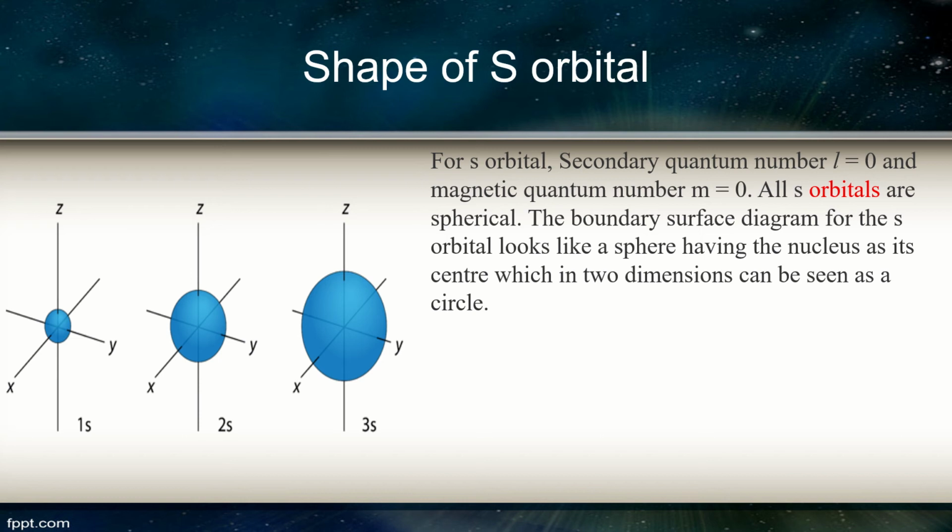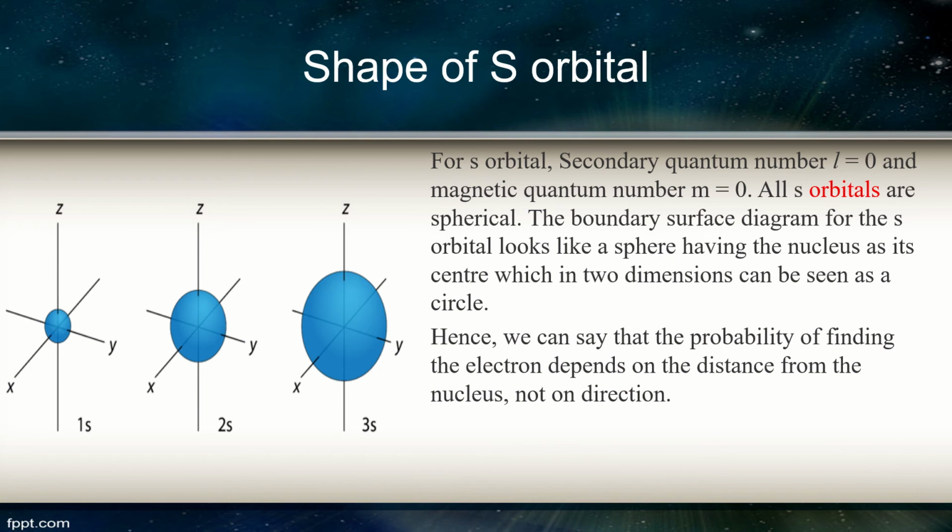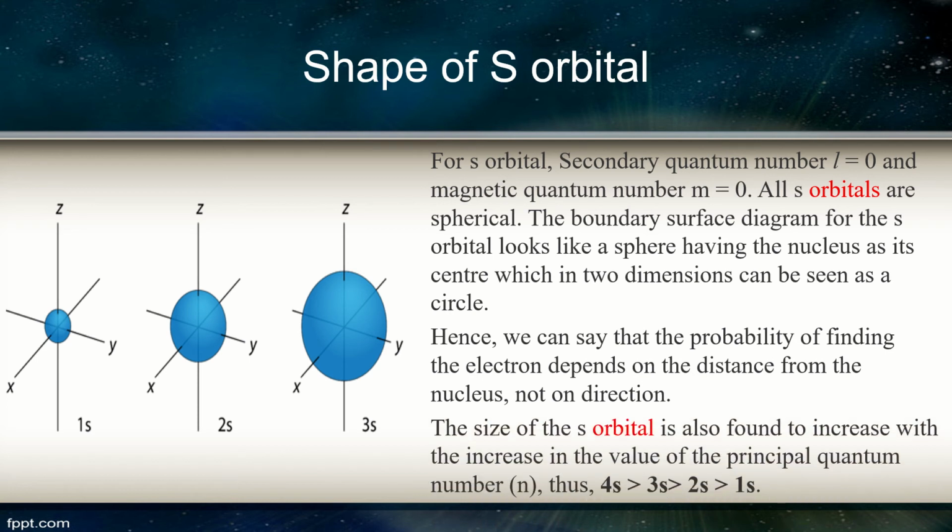The boundary surface diagram for the s orbital looks like a sphere having the nucleus as its center, which in 2 dimensions can be seen as a circle. Hence, we can say that the probability of finding the electron depends on the distance from the nucleus, not on orientation. The size of the s orbital is also found to increase with the increase in the value of the principal quantum number n. Thus, 4s is greater than 3s, then 2s, then 1s.